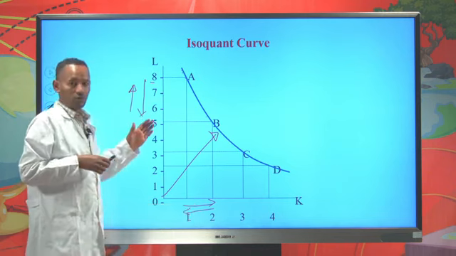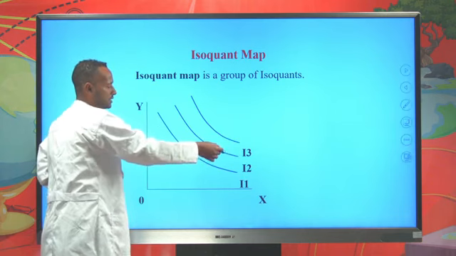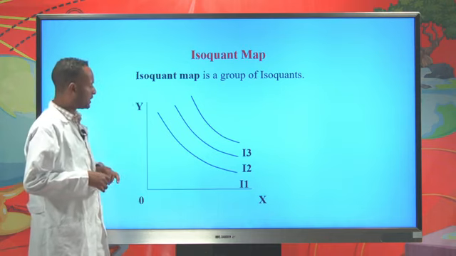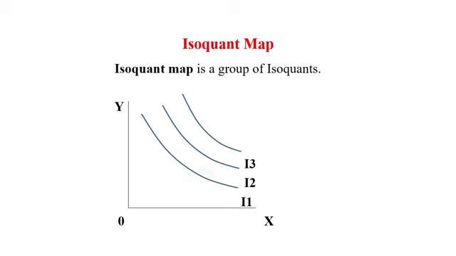Another property of isoquants comes from the isoquant map. The isoquant map is a group of isoquants. From the isoquant map, higher isoquants represent a higher level of output. That means the output that we get from isoquant 3 is higher than the output that we get from isoquant 2. The output from isoquant 2 is greater than the output from isoquant 1. So higher isoquants represent a higher level of output and lower isoquants represent a lower level of output.